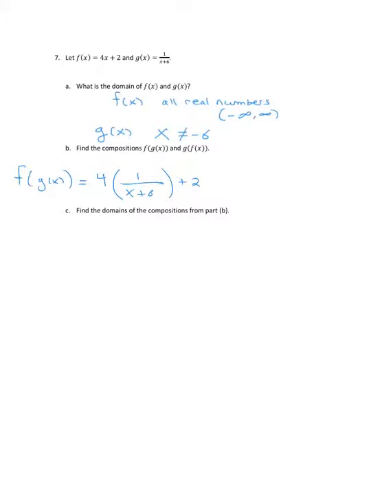Now for g composed with f of x, this is going to be backwards from what we did, where this time I start with the function g, and wherever I see an x, I put 4x plus 2. The function f is going in place of g. I'm going to put 4x plus 2 right there. 1 divided by, I see x, I put 4x plus 2, and then plus 6.